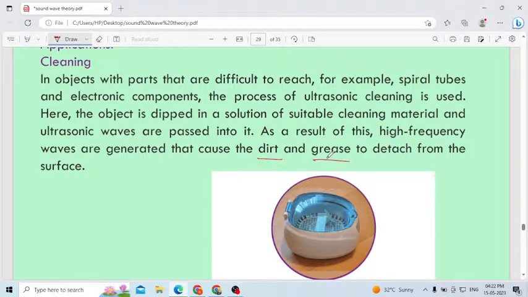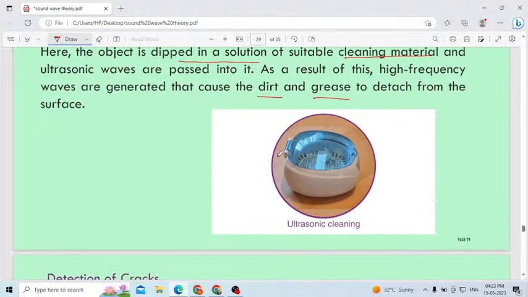How do we use it? We dip the object in a solution of chemical cleaning material. Then we send ultrasonic waves. These ultrasonic waves are high frequency, more than 20,000 Hertz. When you pass high frequency waves, what will happen? It will remove dirt and grease, detaching them from the surface.